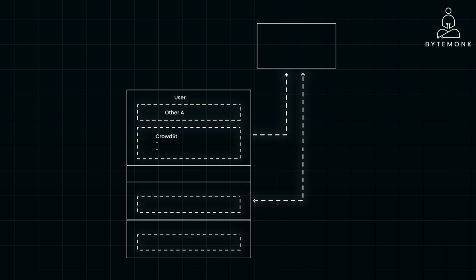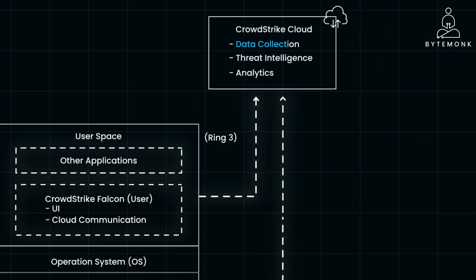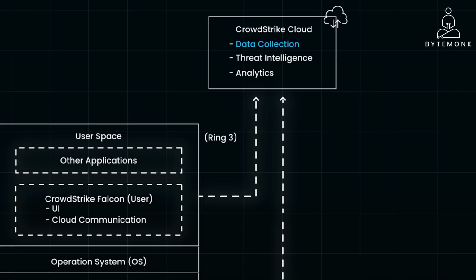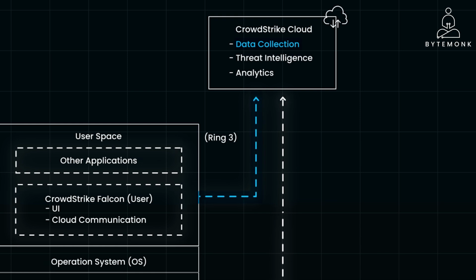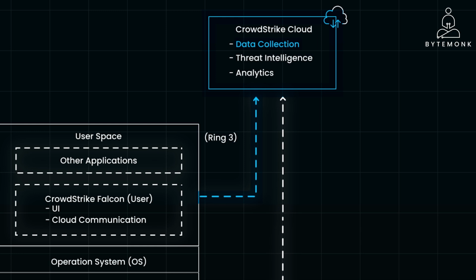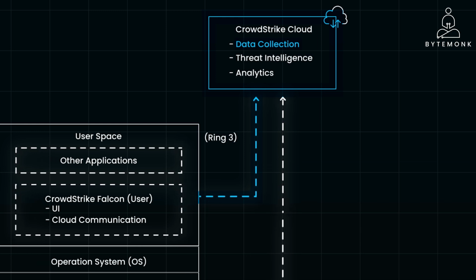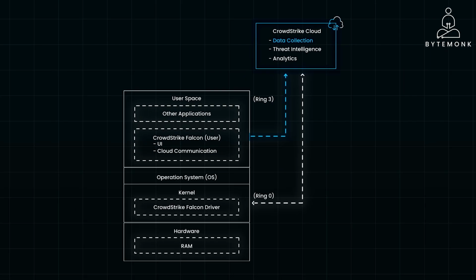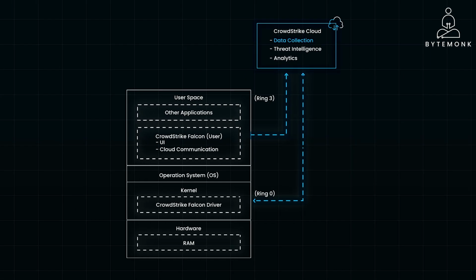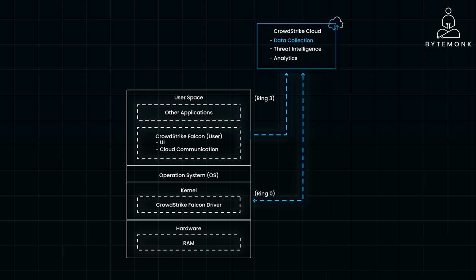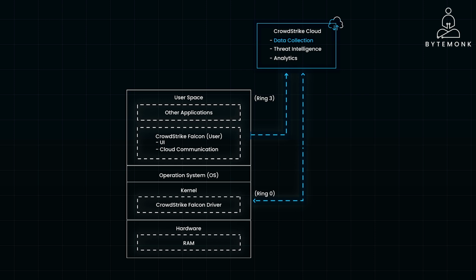The Falcon Sensor continuously collects telemetry data about system events, processes, and potential threats. This data is periodically sent to the CrowdStrike Cloud Platform. The cloud platform aggregates and analyzes data from millions of sensors worldwide. It leverages advanced threat intelligence and machine learning algorithms to identify patterns, detect new threats, and generate insights. The cloud platform then sends updated threat intelligence, configuration changes, and detection rules back to the Falcon sensors. This helps the sensors adapt to new threats and improves their ability to detect and prevent attacks.